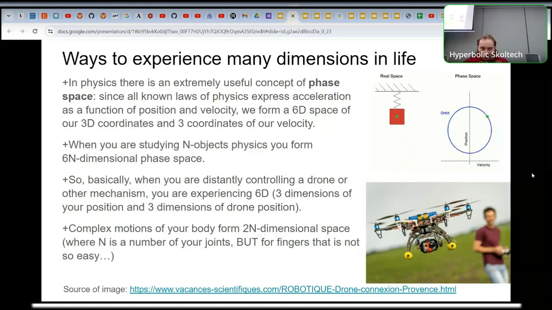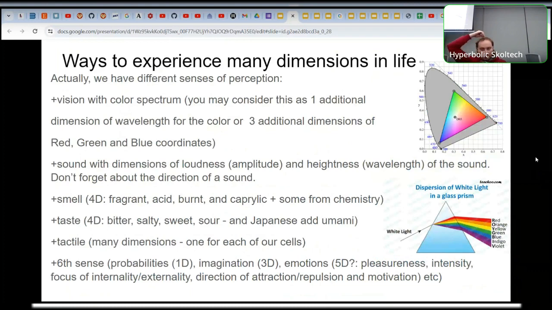Okay, so some restrictions. Some other ways to experience many dimensions: we have like 6 senses, and you may consider vision as 3-dimensional perception, because there are 3 dimensions of colors. There is the red, green, blue model, which is about how the color is decomposed inside our eyes.